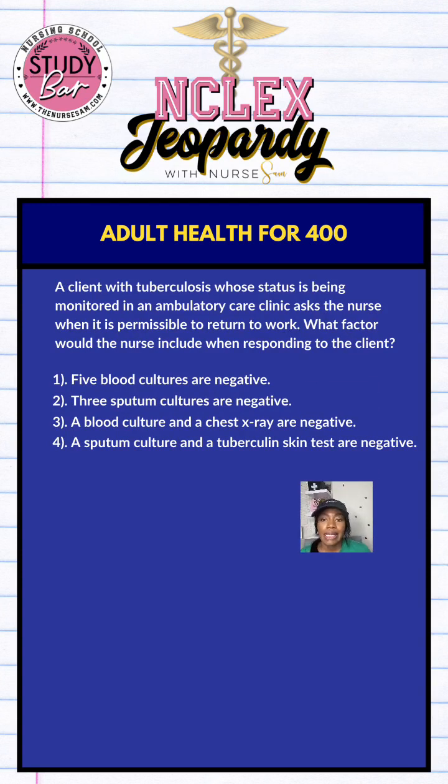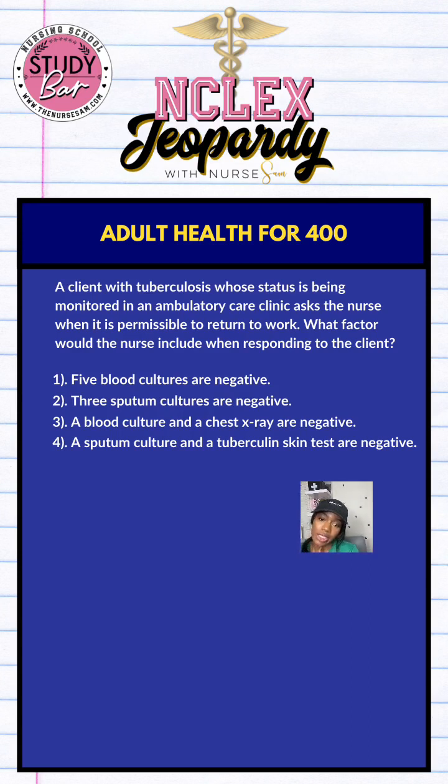All right. This says a client with tuberculosis whose status is being monitored in an ambulatory care clinic asked the nurse when it is permissible to return to work. What factor would the nurse include when responding to the client? 1, 5 blood cultures are negative. 2, 3 sputum cultures are negative. 3, a blood culture and a chest x-ray are negative, or 4, a sputum culture and a tuberculin skin test are negative. What is our answer?